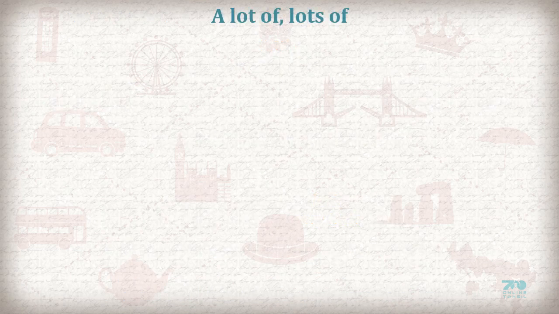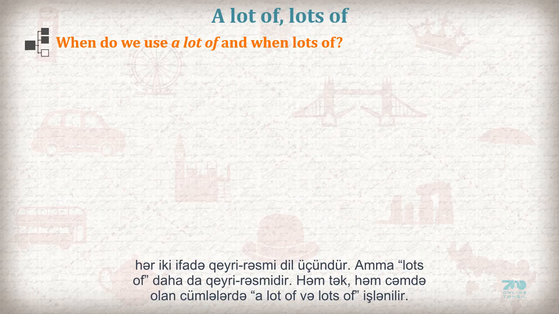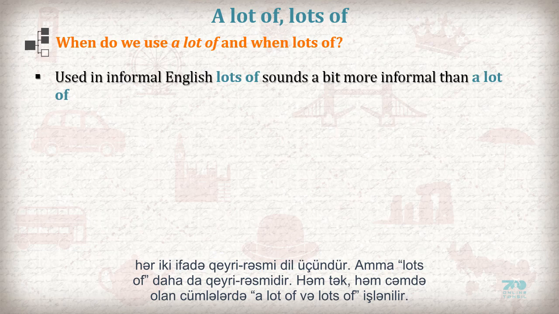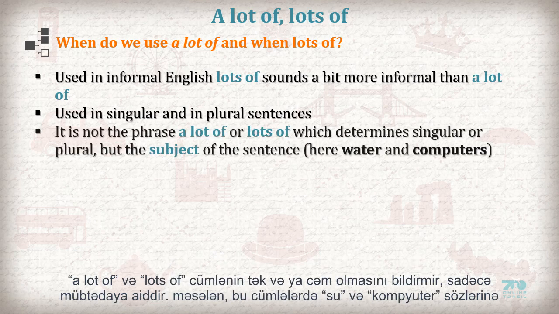A lot of, lots of. When do we use a lot of and when lots of? These phrases are mainly used in informal English. Lots of sounds a bit more informal than a lot of. Both forms are used in singular and in plural sentences. It's not the phrase a lot of or lots of which determines singular or plural, but the subject of the sentence. Here, water and computers.